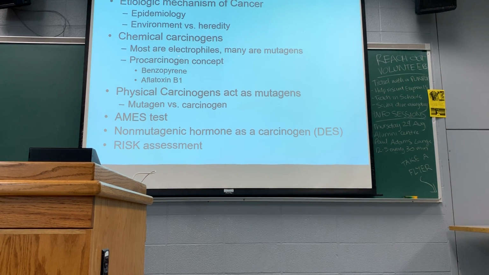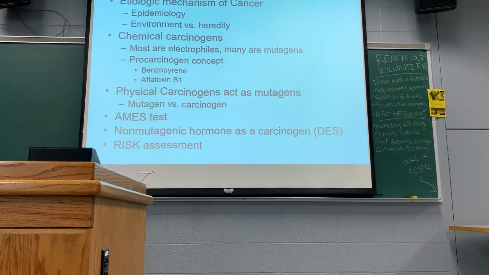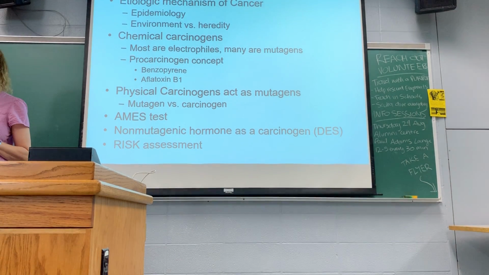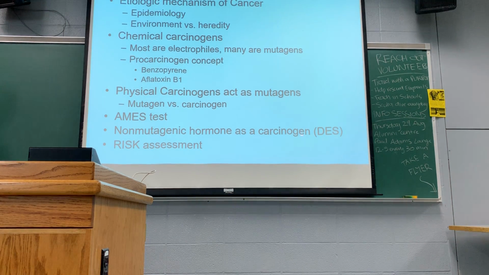As this says here, most of these are electrophiles. Many of these carcinogens are also mutagens that mutate the DNA. That makes sense. We'll talk about two different examples of things that are called procarcinogens, benzoylpyrene and aflatoxin. Probably then we will get to physical carcinogens that can act as mutagens, the Ames test to test whether something is a mutagen, and then finally some non-mutagenic hormones that can act as carcinogens. The example will be diethylstilbestrol, which we'll get to maybe on Thursday. We might not get that far today.